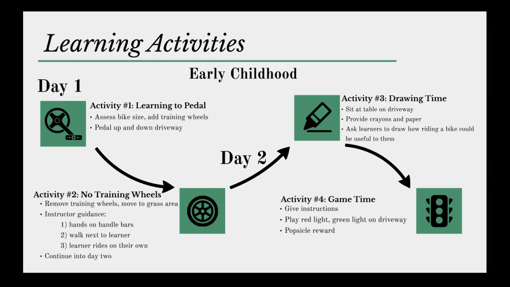Once the learners have reviewed the second activity on day 2, they will sit at a table on the driveway with blank sheets of paper and crayons. I will ask the learner to draw a picture of how knowing how to ride a bike could be useful for them. Instructors will walk around to ensure that the learners remain on task.